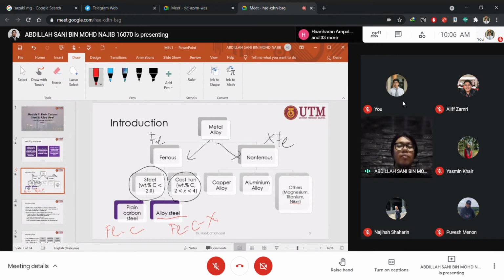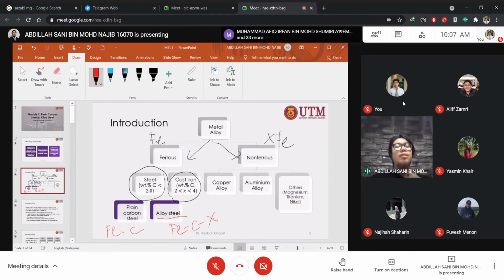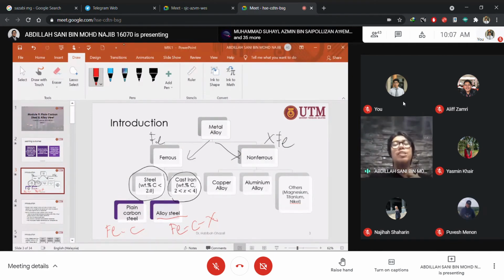So this is a bit of a recap. The plain carbon steel is an alloy of steel where carbon is the fundamental constituent and no minimum content of other alloying elements is specified. So this is what I mentioned just now. In plain carbon steel, we only intentionally add the carbon. It might have some impurities, but the amount is so insignificant.